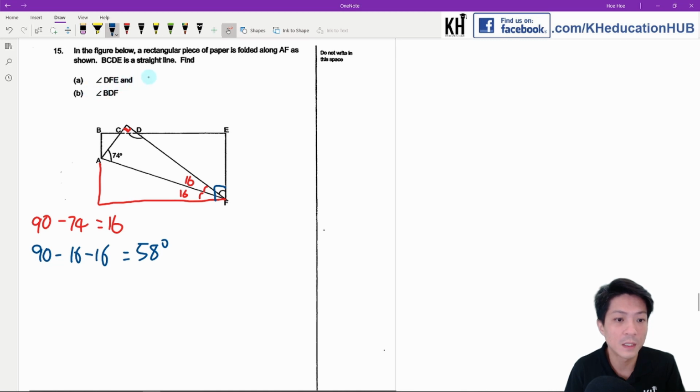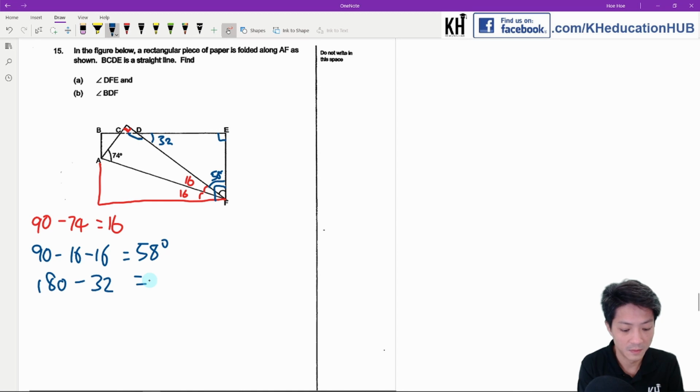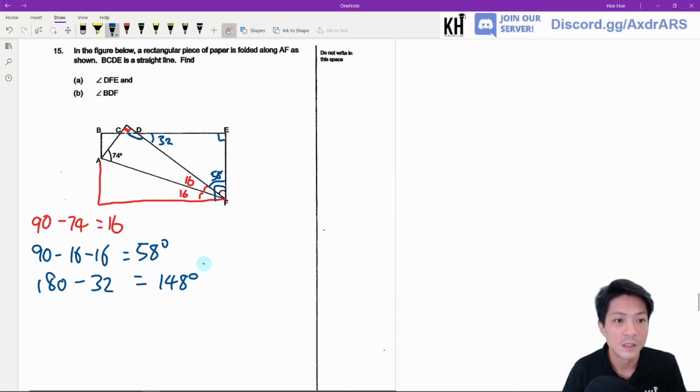Okay, so for part B, I need to find BDF, which is this angle here. Okay, this is 58 and this is 90. I can find this angle here, right? This angle here will be 90 minus 58, which is 32. Okay, if this is 32, then to find this angle here, I just need to use 180 minus 32, which is 148 degree. This is the answer.